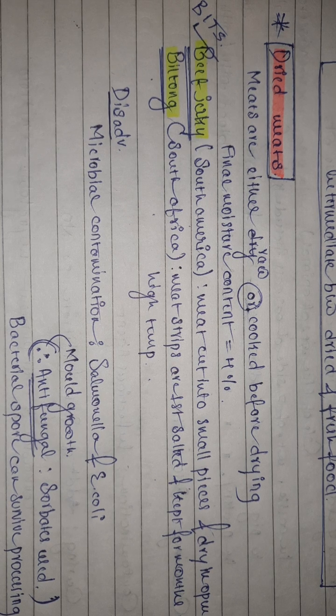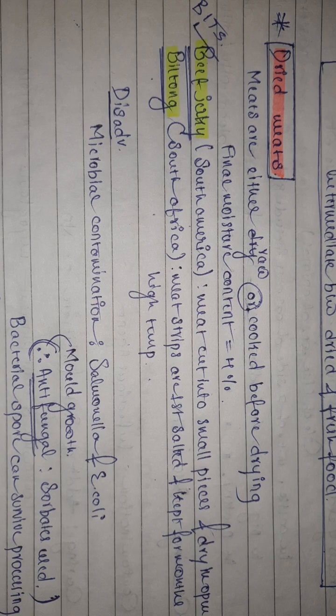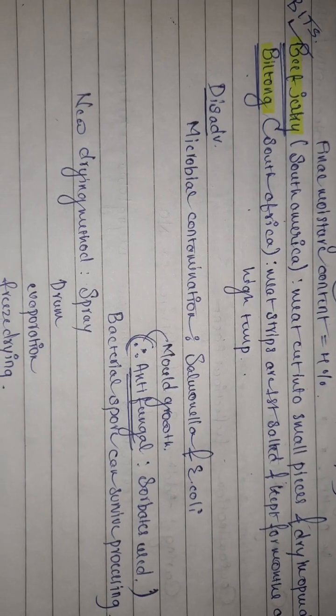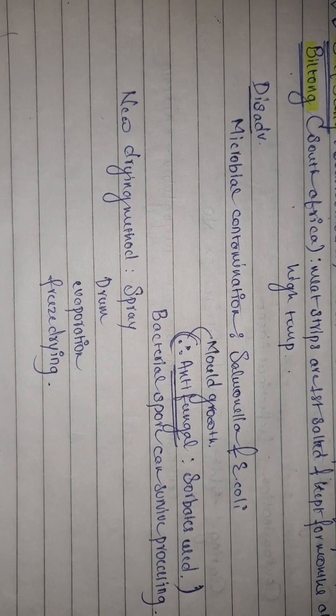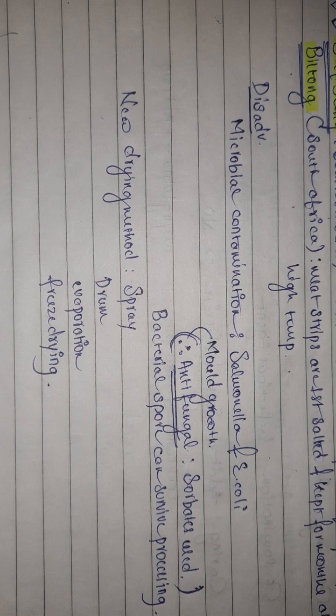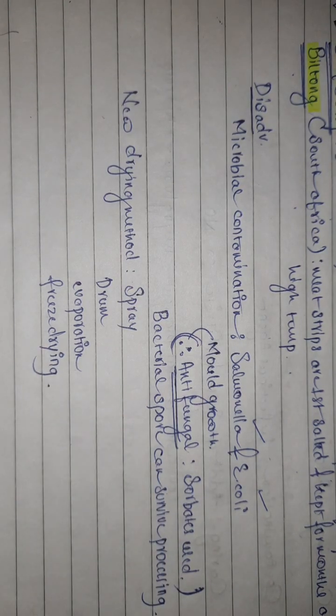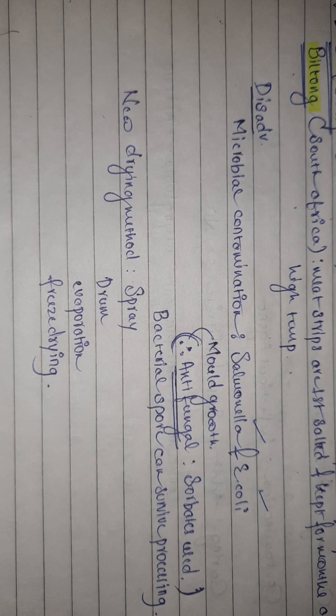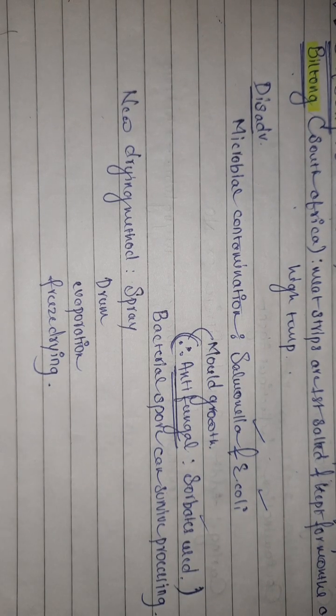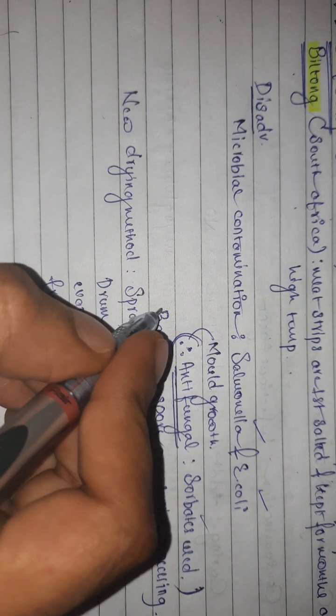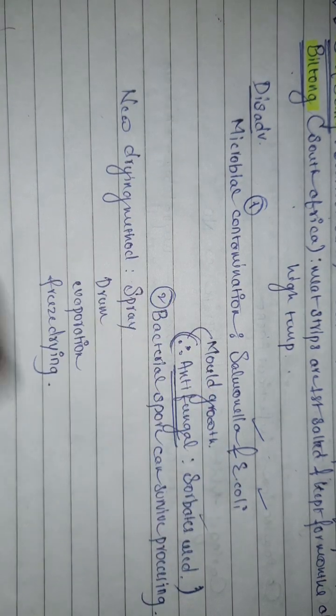But even after drying, there are some disadvantages of dried food. A few organisms will not be killed off even after drying. Such microbial contamination includes Salmonella, E. coli, and some mold growth. To inhibit this mold growth, along with drying, we can also use some antifungal agent, for example, sorbates. And even after drying, microbial spores can survive this processing. So this is also a disadvantage. The first is microbial contamination, and the second is bacterial spores.